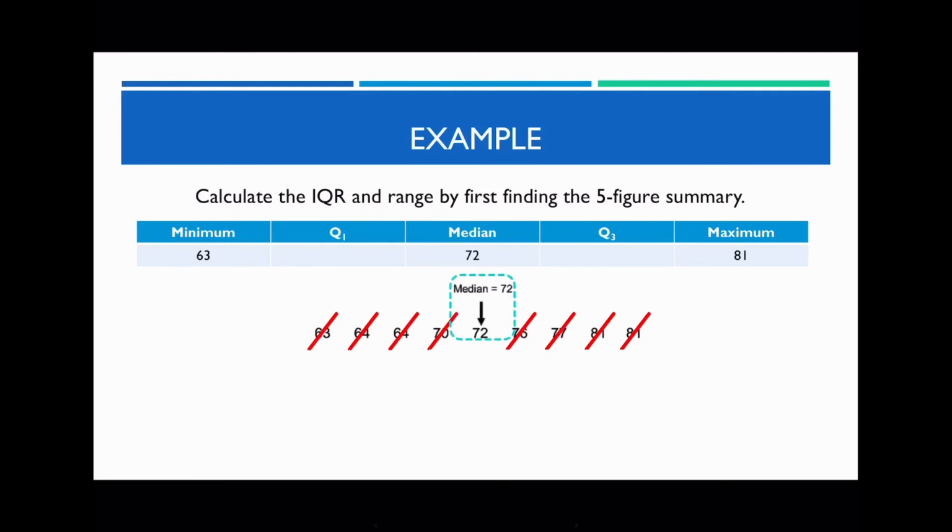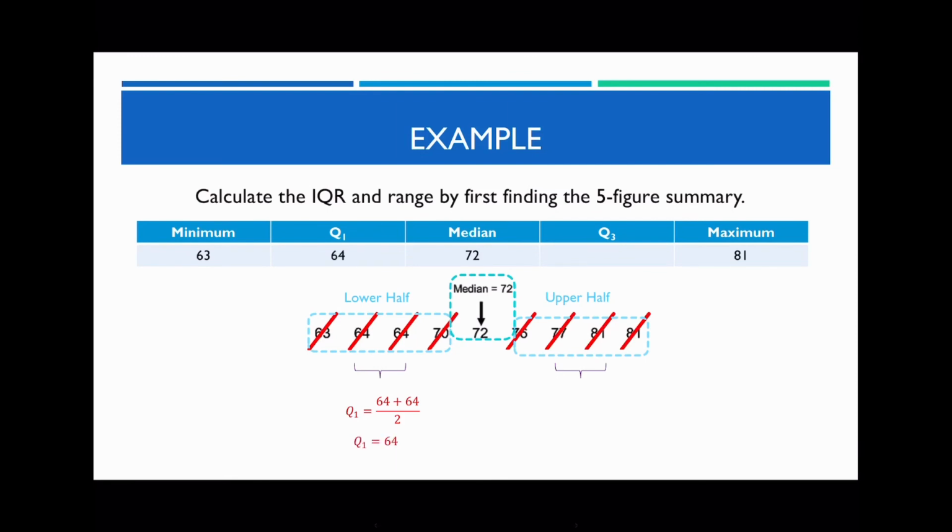And once I do this, I then separate the values into the lower half and the upper half to find my Q1 and Q3. In this case, my Q1 and Q3 are the medians of each of these halves, which lie in between these highlighted areas that I've shown here. So in this case, the values are halfway in between these two.